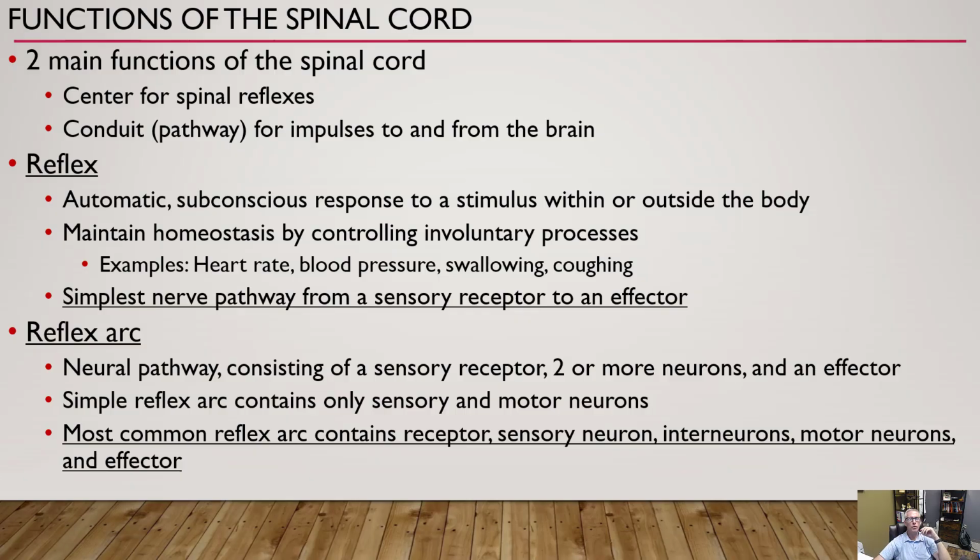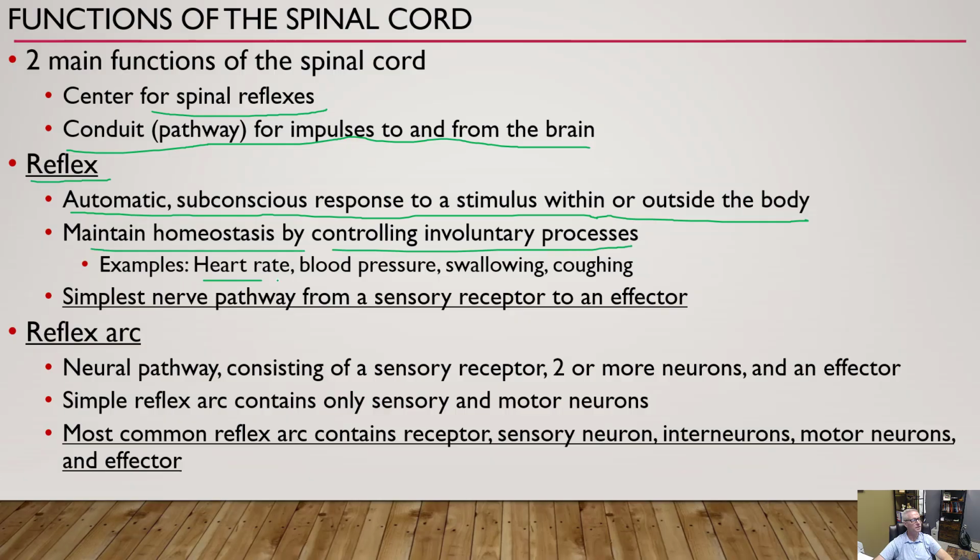All right, so two main functions of the spinal cord. We know that there's spinal reflexes, and we know that the spinal cord conducts impulses to and from the brain. So we have what's called a true reflex. They're very automatic, subconscious. We don't know that that's happening. Stimulus within or outside the body. Helps maintain homeostasis. Those are involuntary processes: heart rate, blood pressure, swallowing, coughing. These are the simplest nerve pathways from a sensory receptor to an effector.